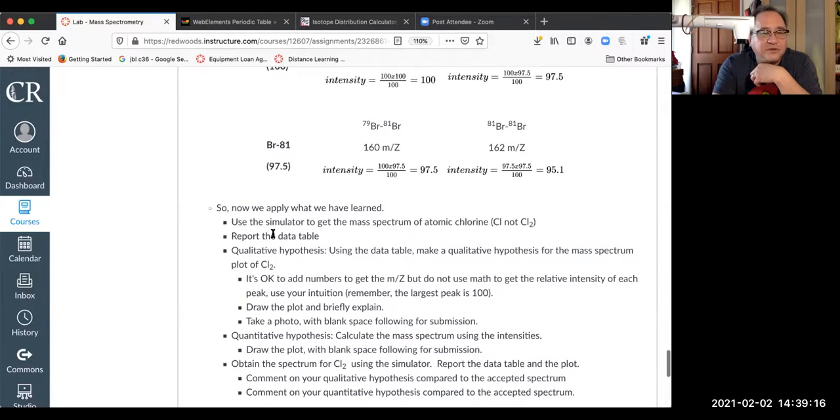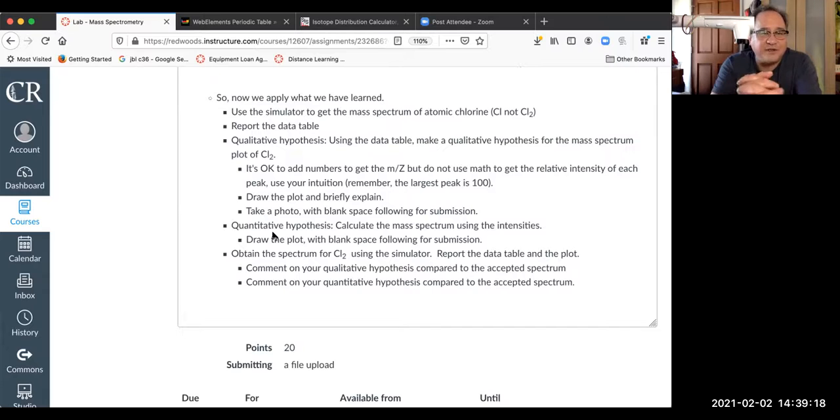So now we can apply what we've learned. Use the simulator to get the mass spectrum of atomic chlorine, report the data table. We don't care about the spectrum, just the data table. And make a guess as to what you think the spectrum is going to look like without doing any calculations of percentages, just mass. How much will 2 weigh? And then try and draw the peaks based on what we've learned.